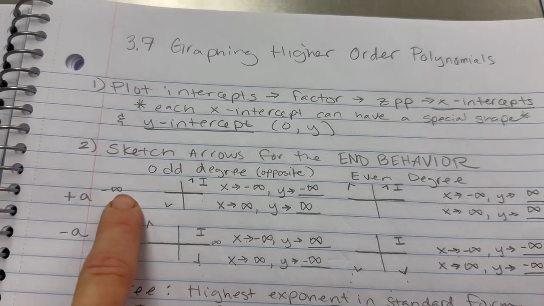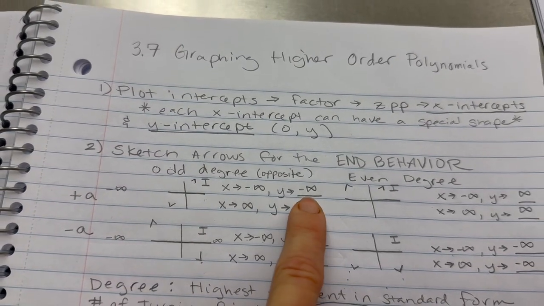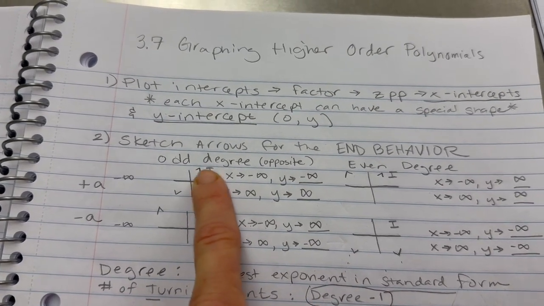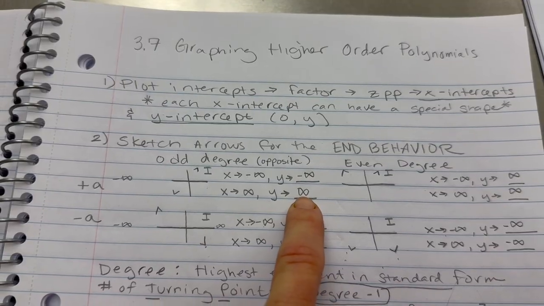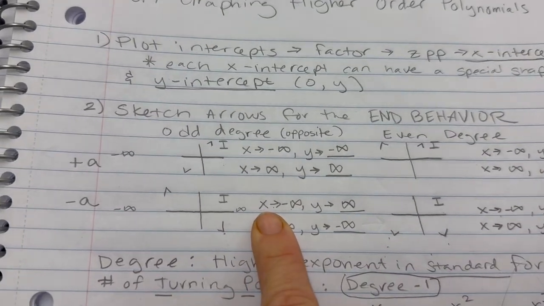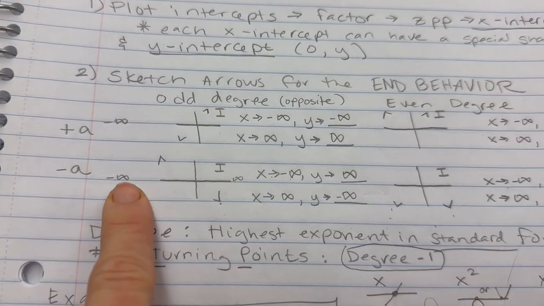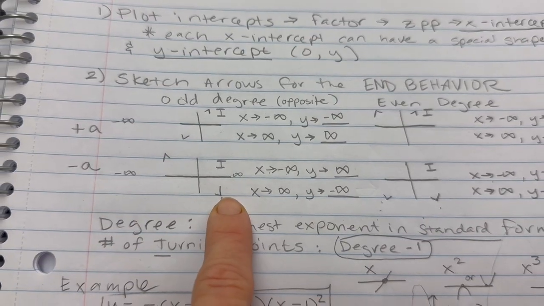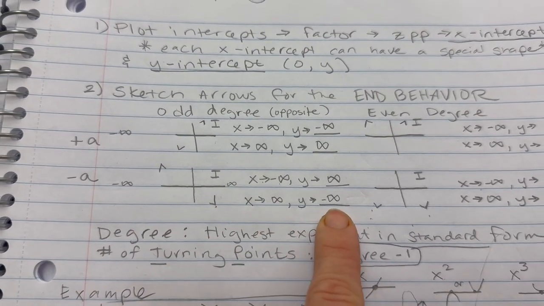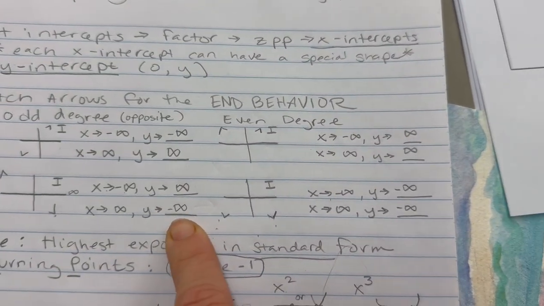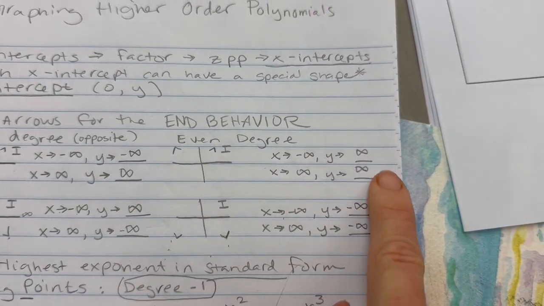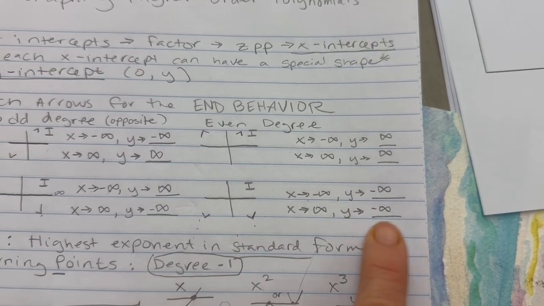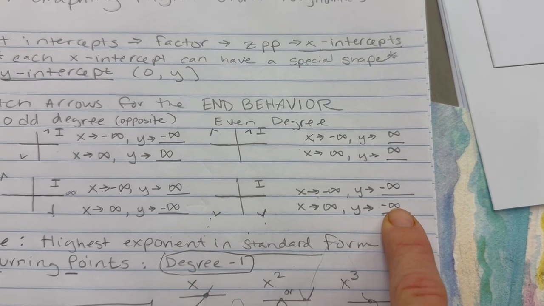So on the negative infinity side of the x-axis, the arrow's pointing down, and that's why we said negative infinity here. But on the positive side of the x-axis, the arrow's pointing up, and that's why we said positive infinity here. Then we'll see just the opposite for this one. On the negative side of the x-axis, the arrow's pointing up, so we say positive infinity, versus on the positive side of the x-axis, the arrow's pointing down, and so we say negative infinity. For the even, we see they're both pointing up, so these are positive infinity for both of them. But when the a value is negative, they're both pointing down, and so we have negative infinity for both of those.